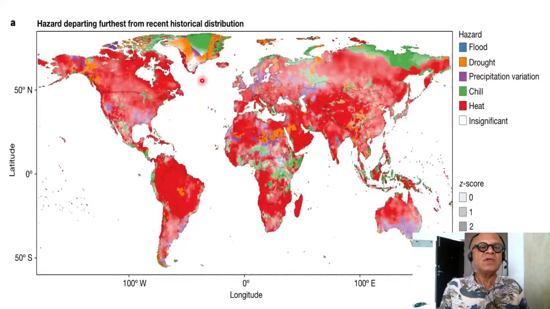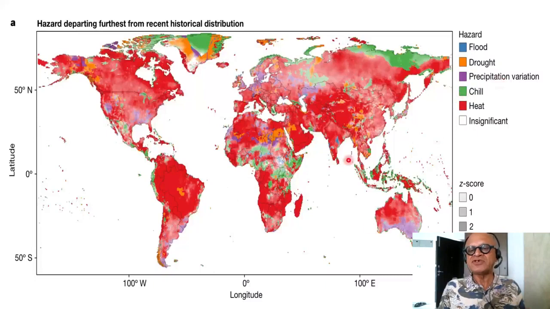Okay. So the paper looks at hazards departing furthest from recent historical distributions. This is for the past, and it has a Z-score which determines its displacement from, let's say, climatology in terms of historical distribution. The hazards looked at include flood, drought, precipitation variation, chill, and heat. You can see chill occurs at higher latitudes and some in the middle as well.